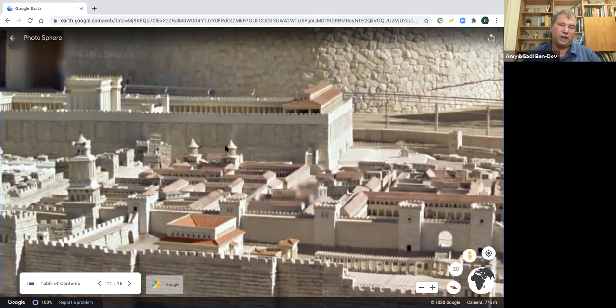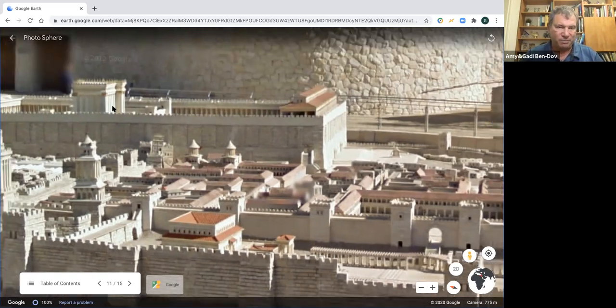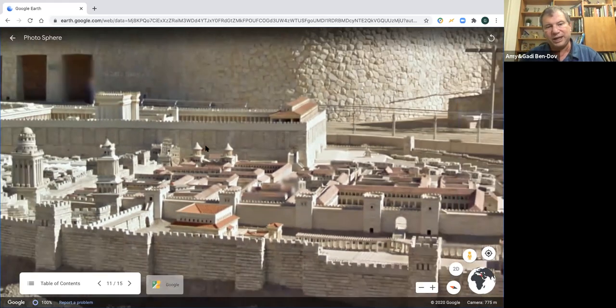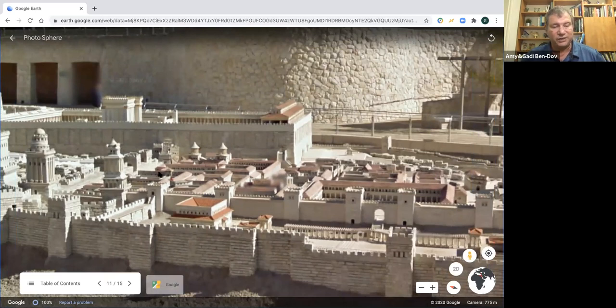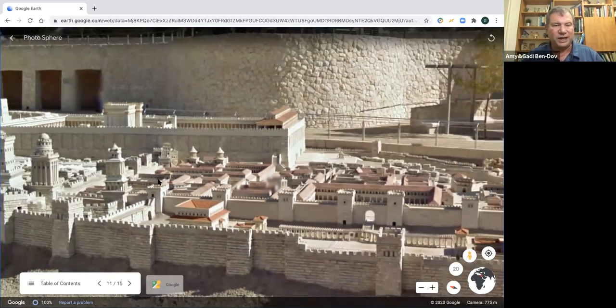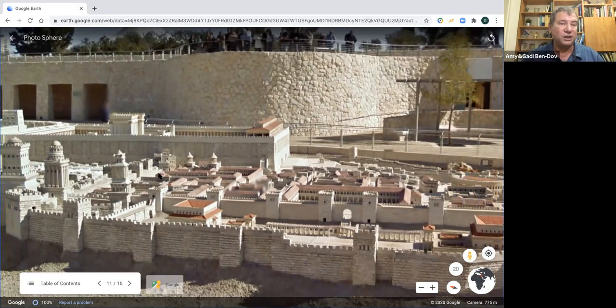And why do we put our notes there? Because we believe that even though the building is not here anymore, the presence of God is still here, the Shekhinah, and therefore God hears our prayers. It's a local call when you're there by the Western Wall.